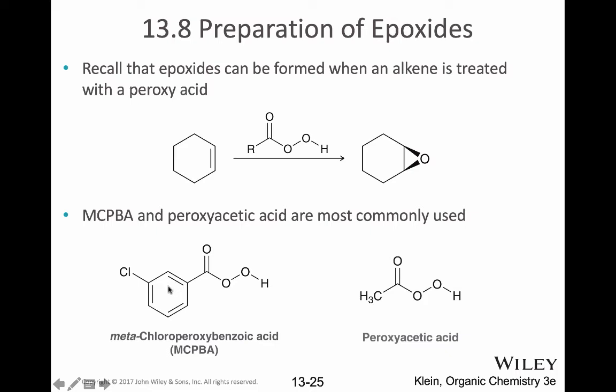The most common peroxy acids that we use are MCPBA, metachloroperoxybenzoic acid, or peroxyacetic acid. These are the two most common peroxy acids that we use. So when you take an alkene and you react it with this peroxy acid, remember it's a syn addition and it's a cyclic transition state.